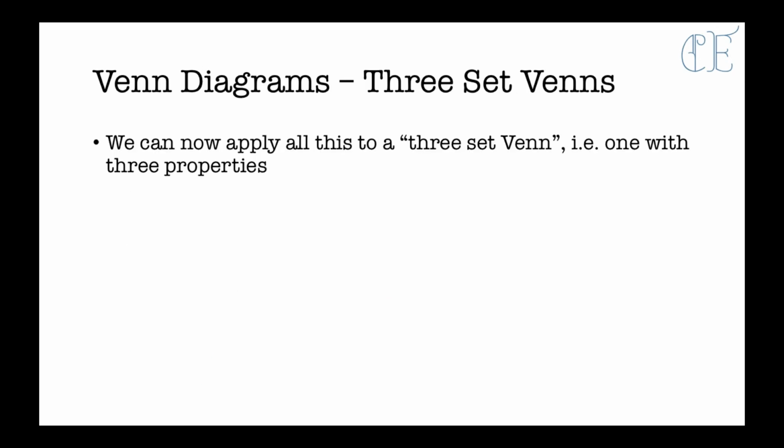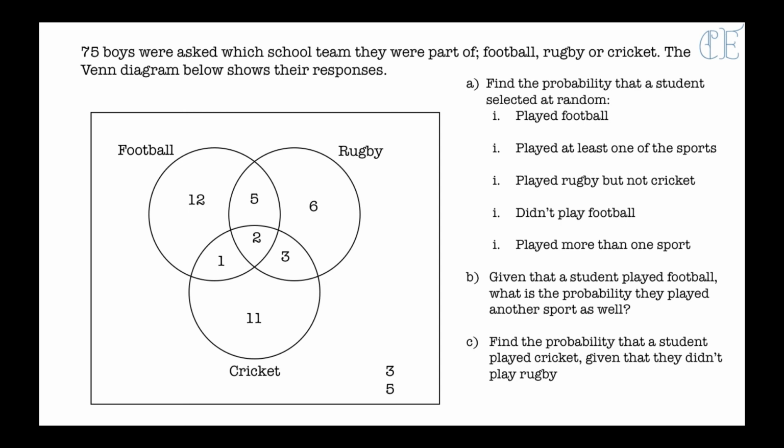So we can now apply all of this to a 3-set Venn diagram, so this is like one with 3 properties. Here's an example. Let's go through this question. 75 boys were asked which school team they were part of: football, rugby or cricket. The Venn diagram below shows their responses. A says to find the probability that a student selected at random played football. Well, in the football section, all of these students play football. So we need to add all of those together, giving us 20 out of a total of 75, and we can cancel that down to 4 over 15.